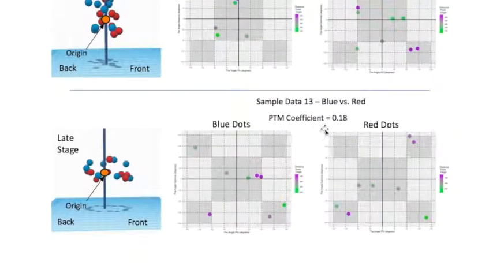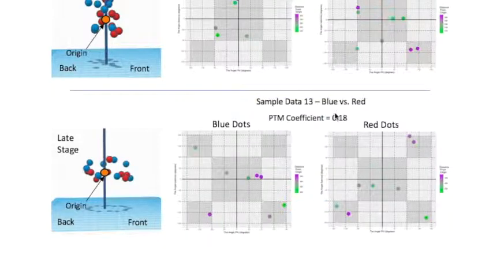However, when you compare the blue dots to the red dots in the late stage, the coefficient becomes 0.18. That is the pattern of distribution of blue dots versus the pattern distribution of red dots in this late stage, and it starts to show some similarity to each other.